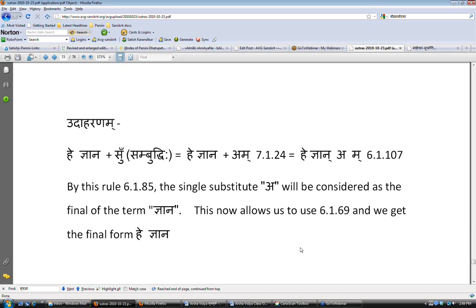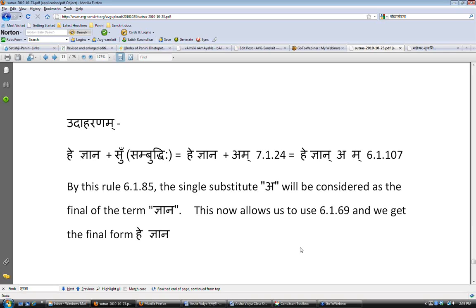Yes. When the whole pratyaya is replaced by an adesha like am, then we don't need to do it, because the entire pratyaya is replaced. If I am answering a test question, give all the sutras, I don't have to put those two sutras there.